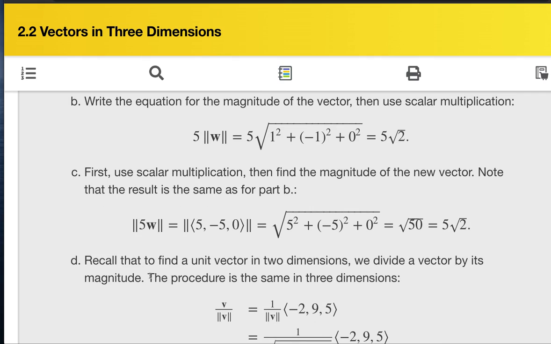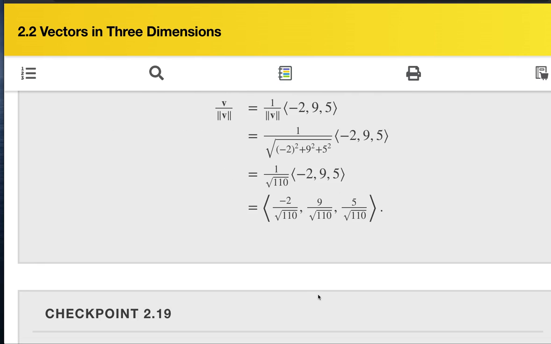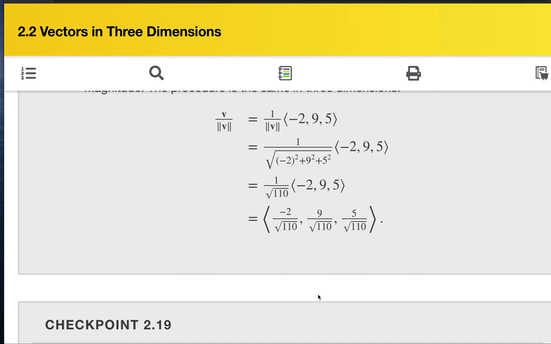And then part D is to find a unit vector in the same direction of v. I hope you feel comfortable reading this notation. This simply means the vector v is multiplied by the reciprocal of the magnitude. This is the magnitude, and this is the reciprocal of the magnitude multiplied to the vector itself. So we are having a vector like such. I say that is pretty much all I have for section 2.2.